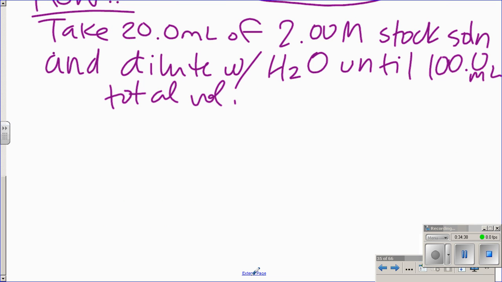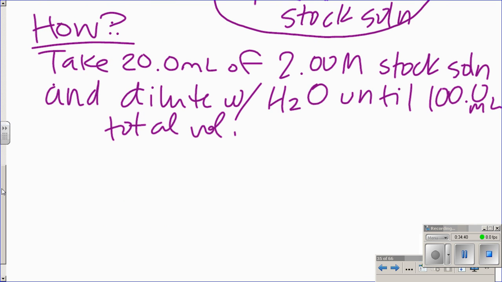So draw yourself a picture. Actually, no, I'll have a picture on the next slide. I'll show you a picture of this preparation, because you guys will be prepping your own solutions tomorrow. Does this kind of look like a flask? Yes. What's missing? The measurements. The graduations, right?